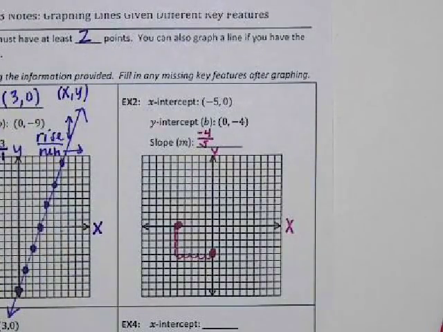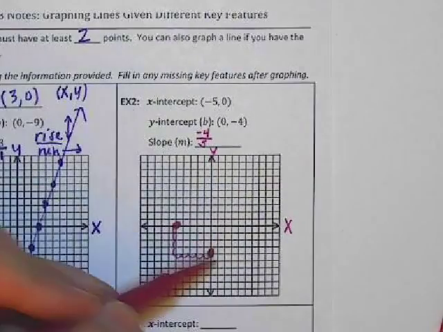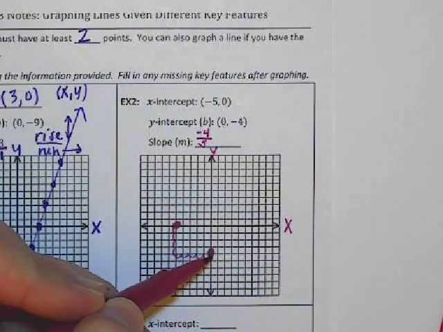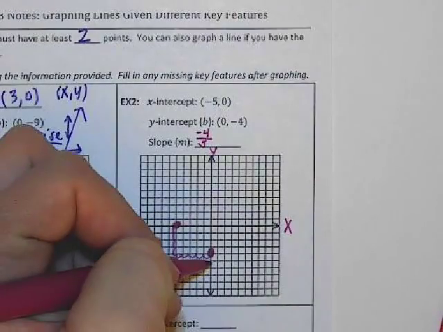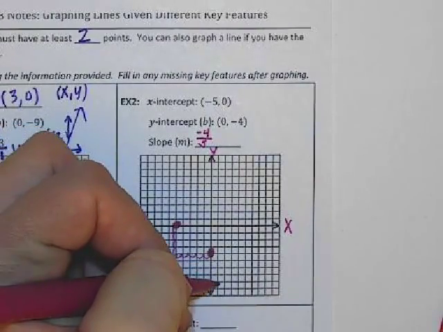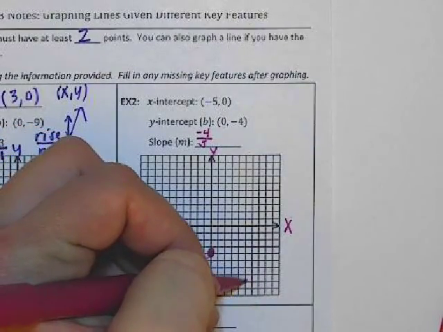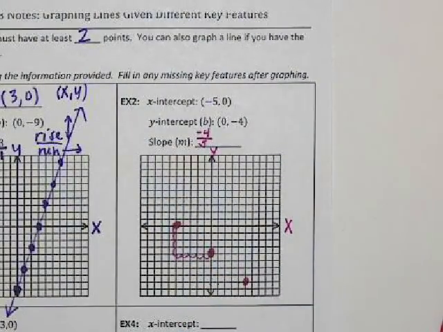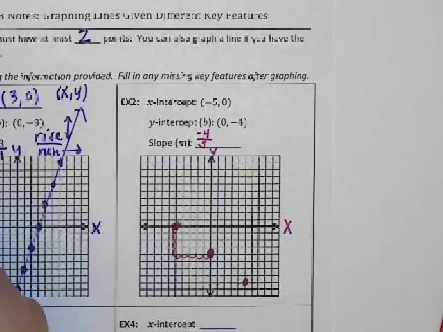Now, I want to put as many dots on my graph as I can. So I'm going to do it again from this dot. Down 4, right 5, and put my dot. Could I go again? No, I would be off the graph.